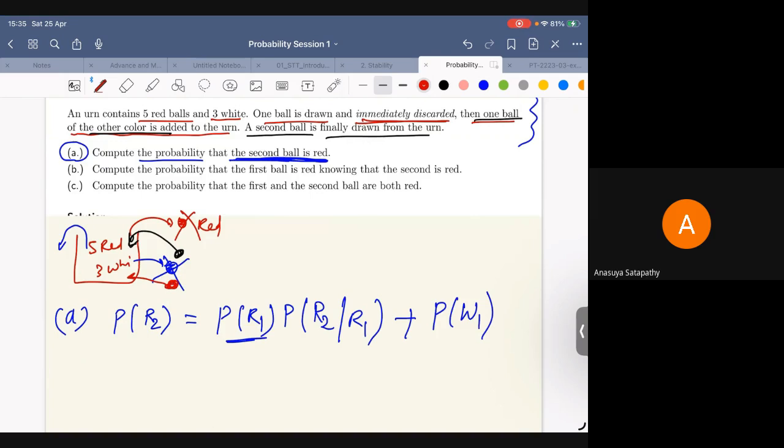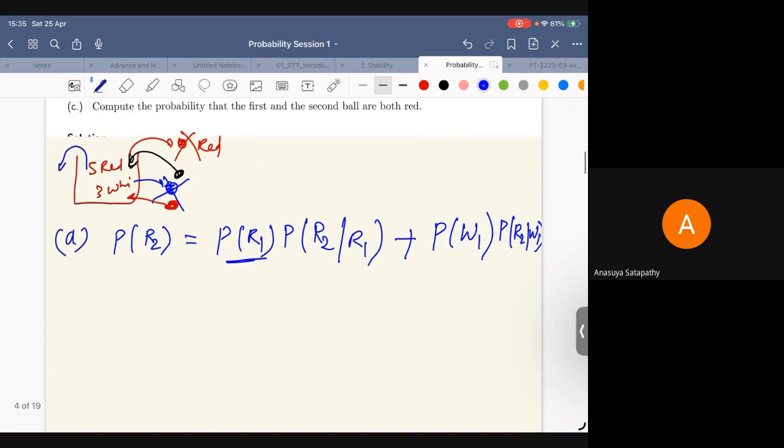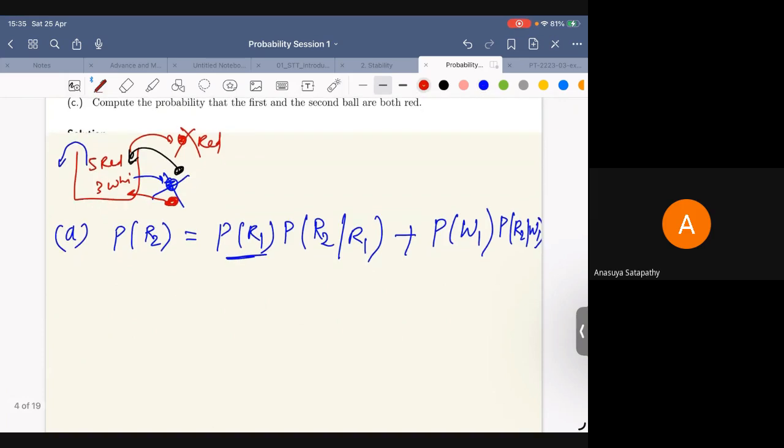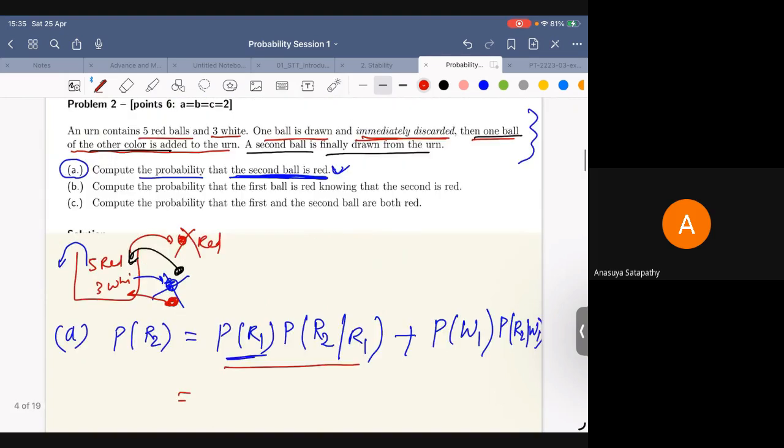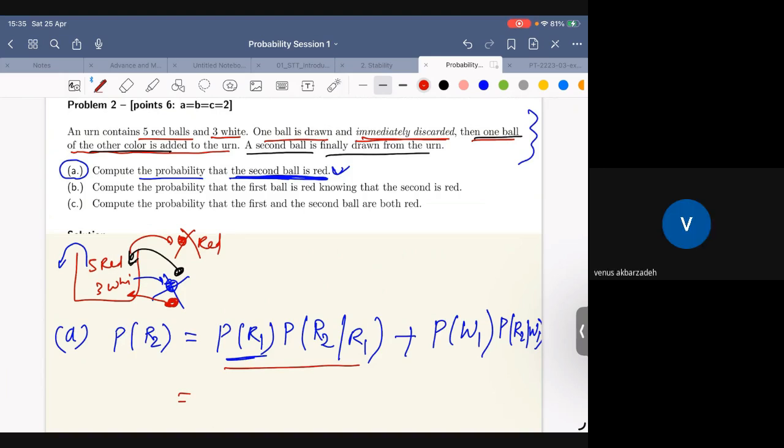Red ball. But what is the condition saying? My second ball should be red. So the probability of the second ball red, but what I got the first time was white. So how can I solve it? What is the probability of my first ball being red? I'm just solving this part. How many red balls out of 8 are there? 5 over 8.